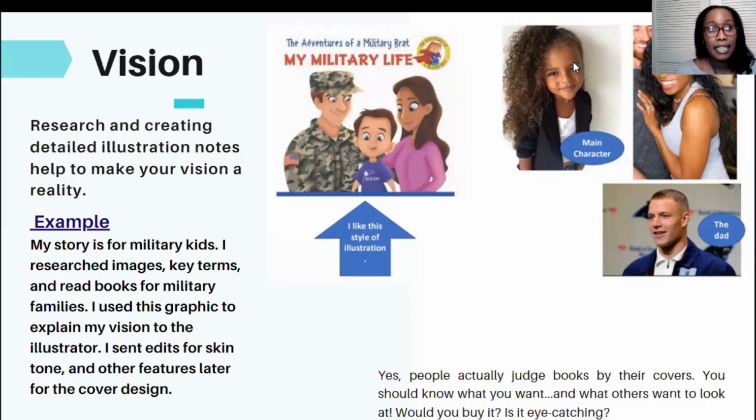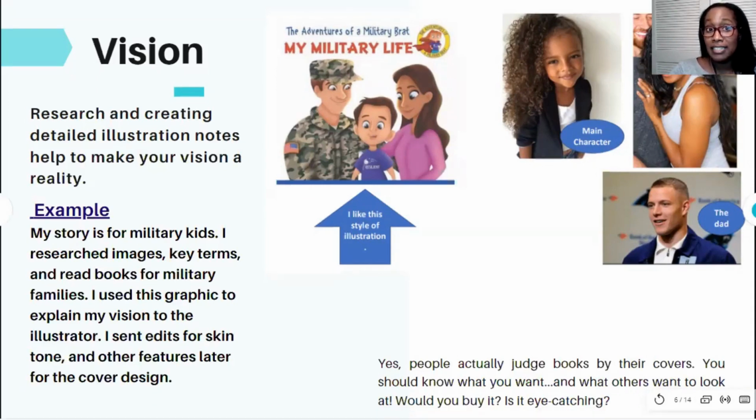You could ask for a test illustration for a very short amount of money. And that way you have a clear vision of what this person is capable of before you invest fully and commit to this is now my illustrator. You want to know a little bit more about them. So great question. And that leads us into this.